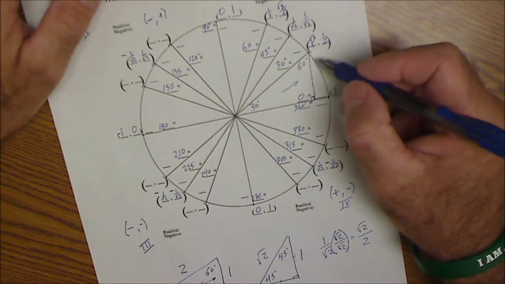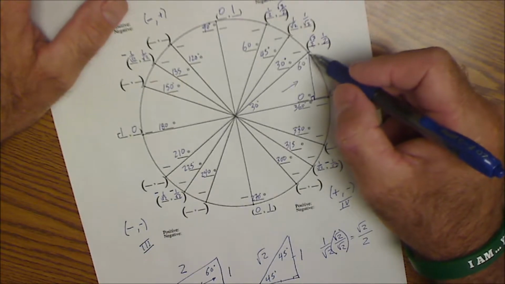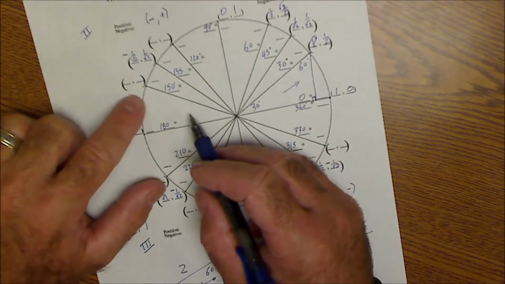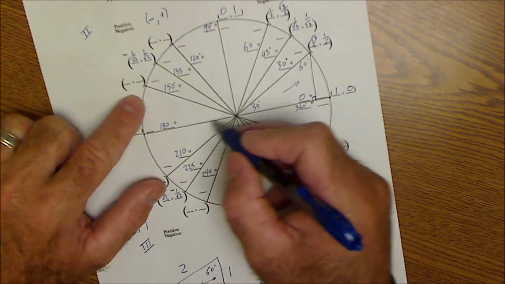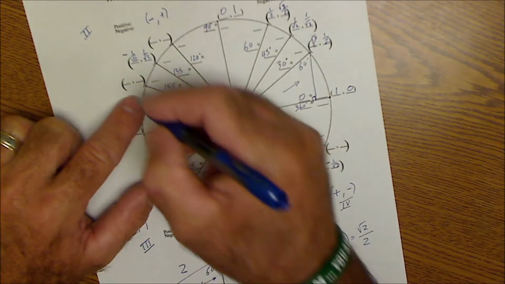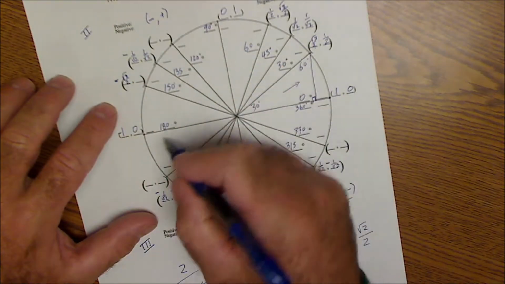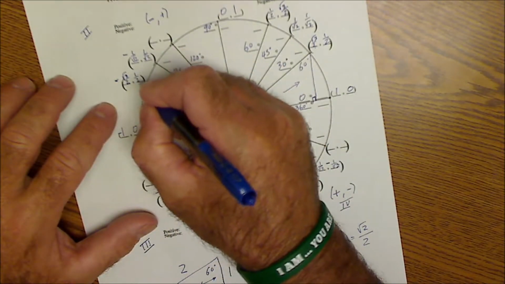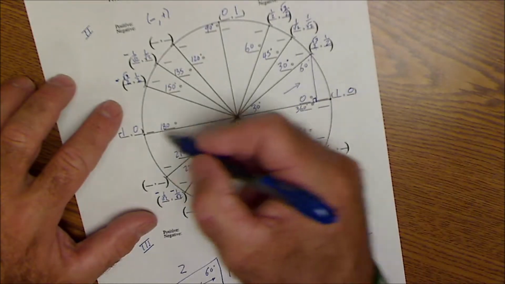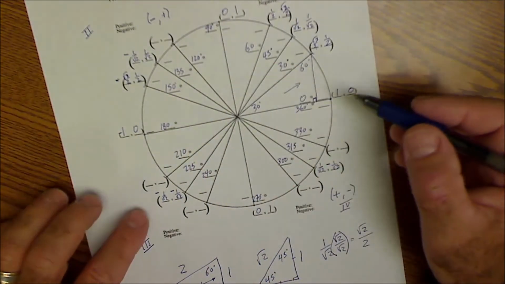Now I'll do my 30-degree reference. So here's my first 30. Here's my second 30. So my adjacent leg right there will be √3 over 2, but it'll be negative, and then this will be positive. So it's the same as that. It's just negative, positive.